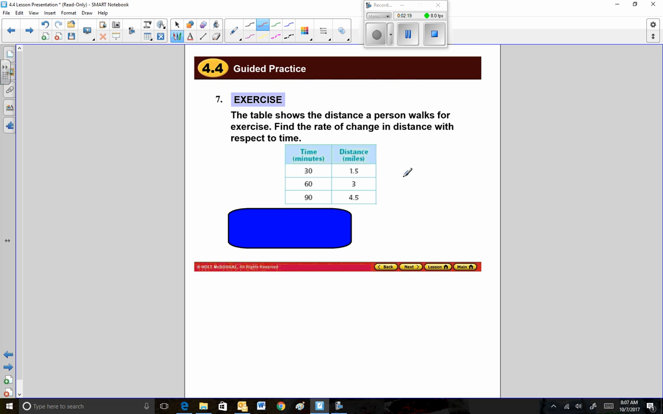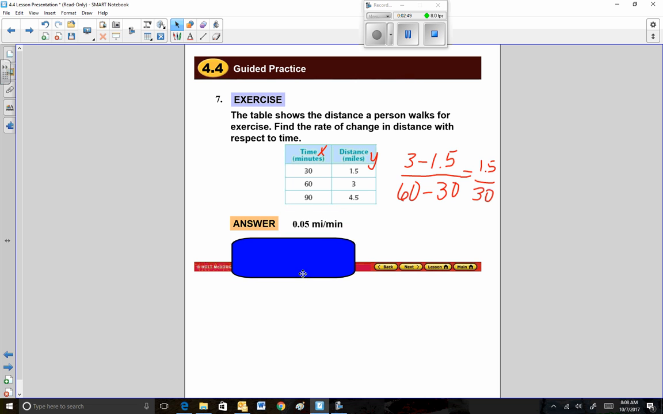All right, so we should have, for our y values, this is x, of course, and this is y. So our y values, 3 minus 1.5, and our x values, 60 minus 30. 3 minus 1.5 gets you 1.5, and 60 minus 30 gets you 30. Now when you actually divide these, you will find your rate of change to be 0.05, and that's how many miles per minute. Because on top we have our miles, in the bottom we have our minutes, so it's miles per minute. All right, let's take a look at another one.